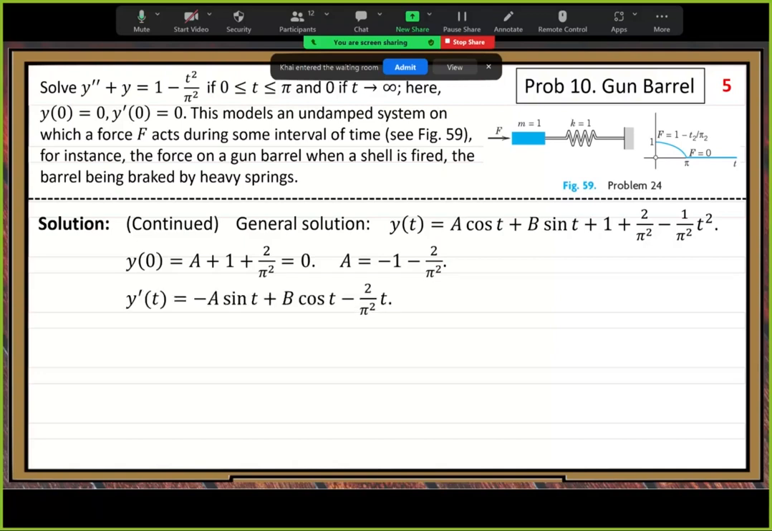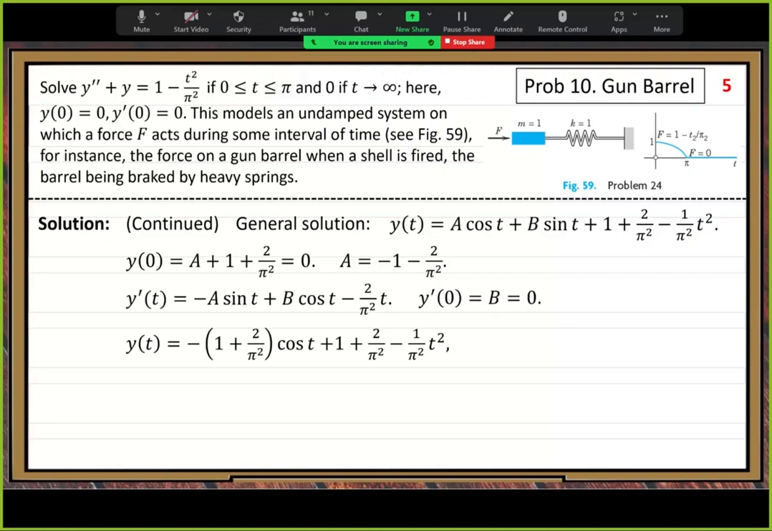Then for B, we take a derivative. Then we plug in 0 value. So B equals 0. Then we can write the Y function. Here we use Y, not YP. So our final solution Y equals this expression. Cool. Understood.